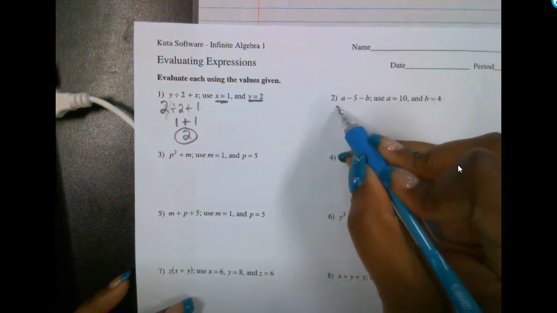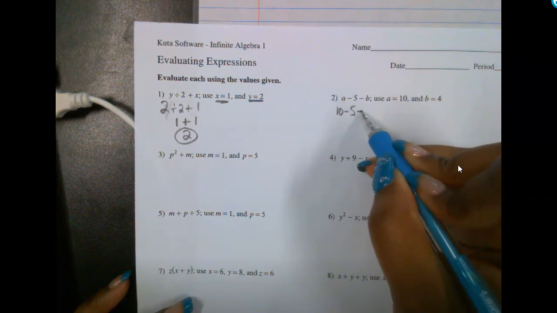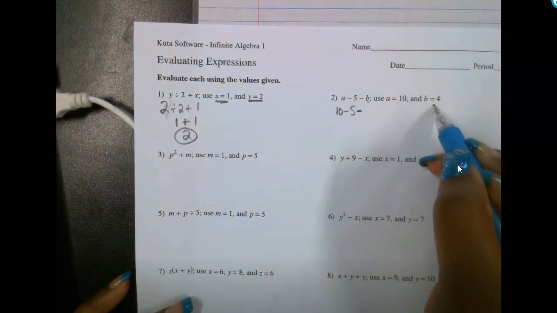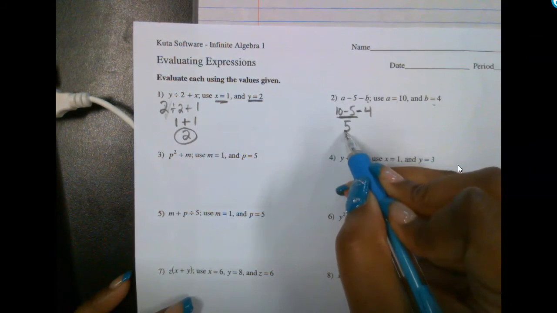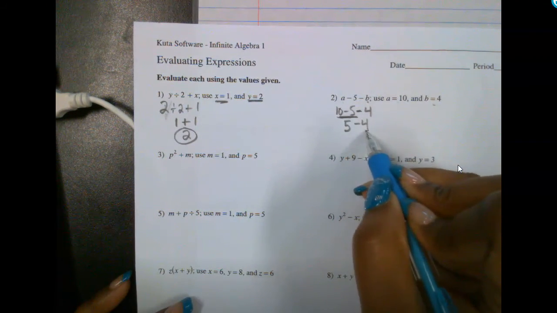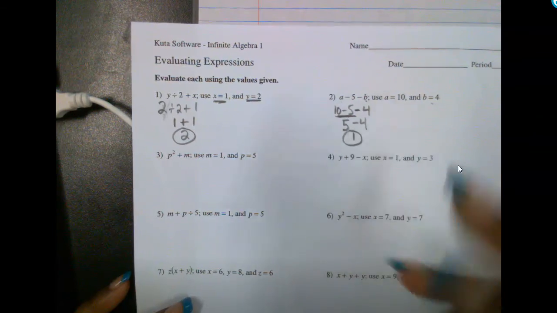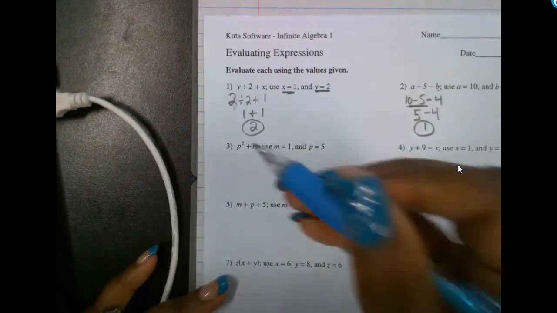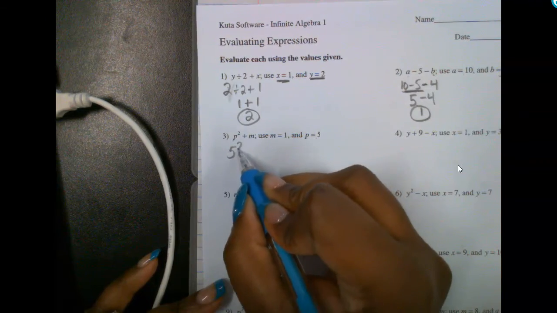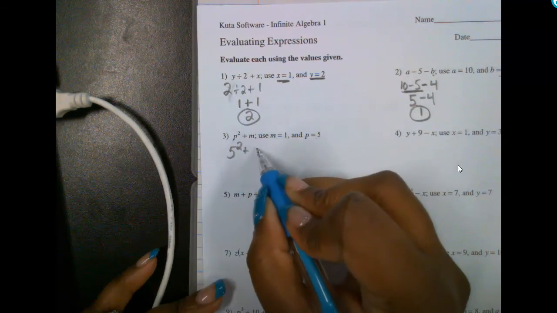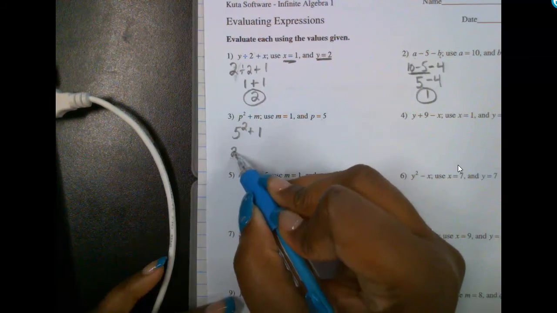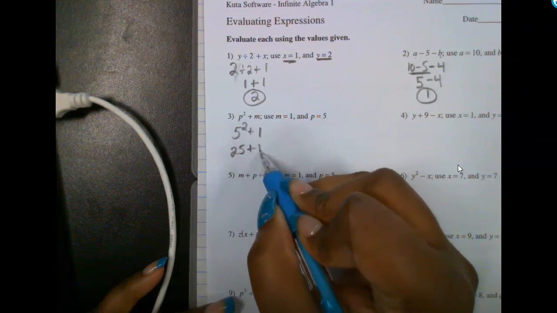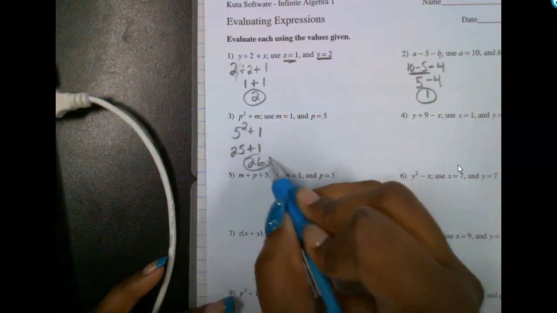A is 10 minus 5 minus B, which is 4. Order of operations tells us to do this first, which gives us 5. And minus 4 gives us 1. Okay? Let's do this one. P to the second, P is 5. So that's 5 to the second plus M, which is 1. So we got 5 times 5 is 25, plus 1 is 26.